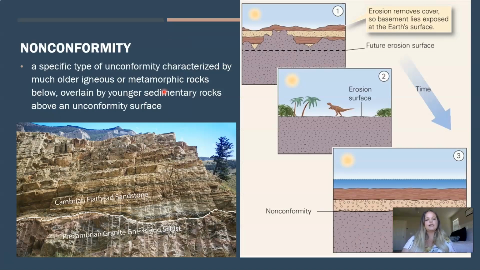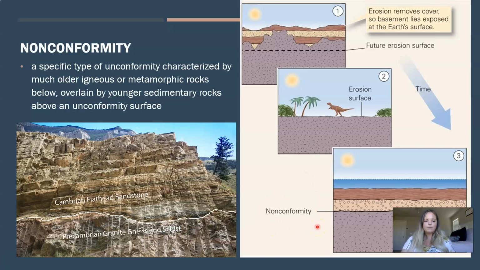The first one here is a nonconformity. This happens between an igneous or metamorphic rock that's overlain by a younger sedimentary rock. So you get this unconformable surface where it had eroded this schist and gneiss, and then after the erosion occurred, some sandstone was deposited on top. Here's a little cartoon evolution of that. You have some original deposition, then some erosion all the way to the bottom of this little dotted line. That erosion surface was then covered with sediments, and it formed the nonconformity.